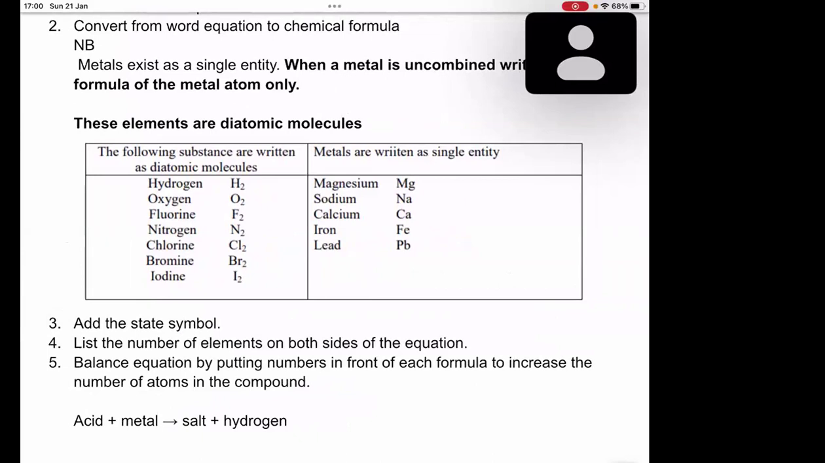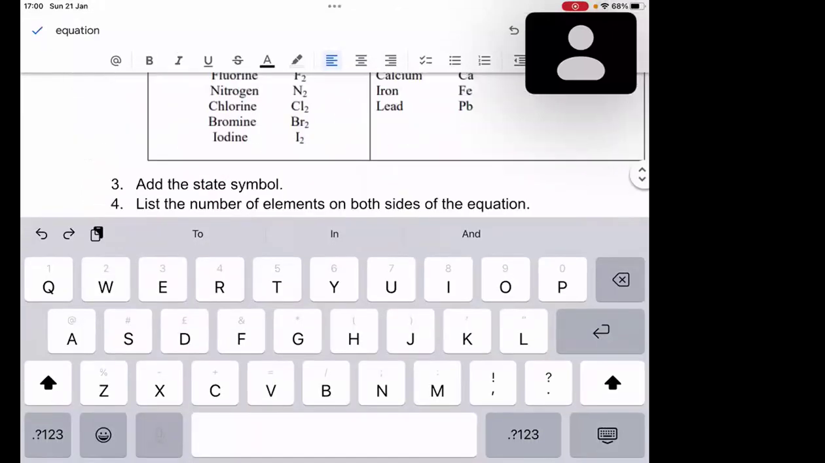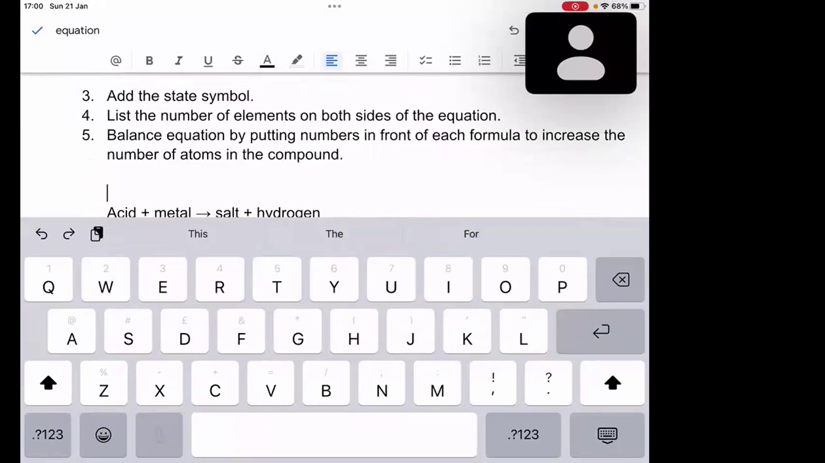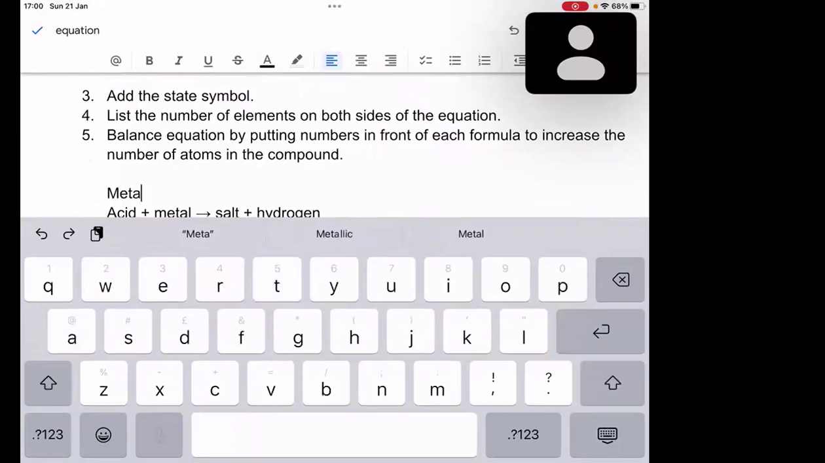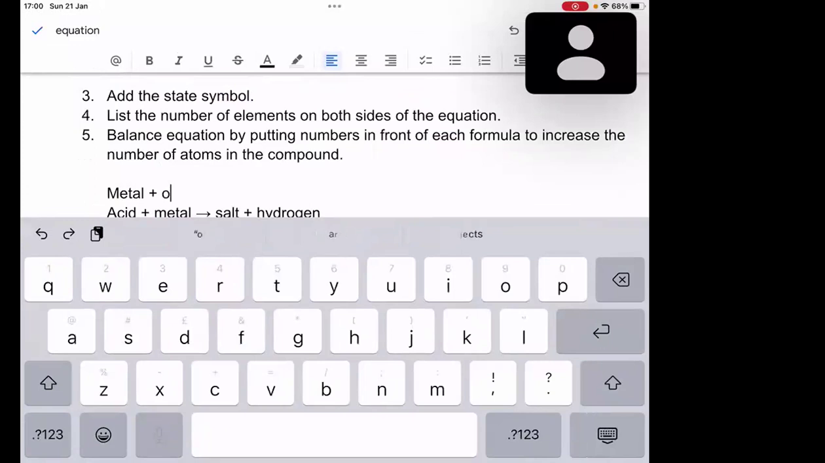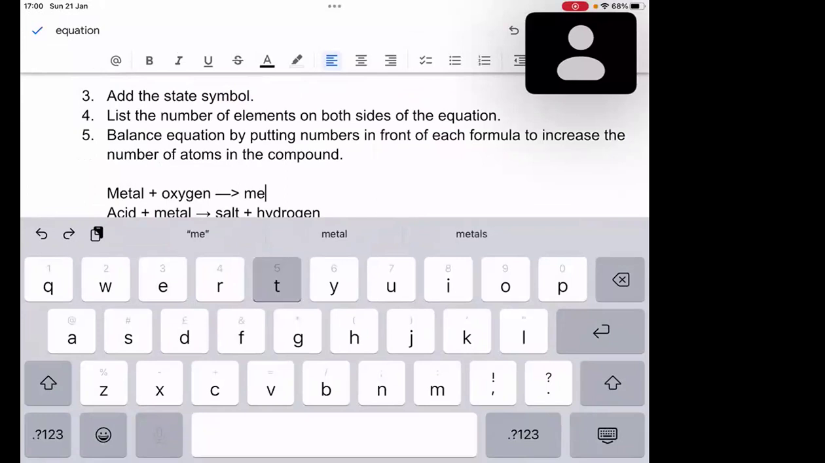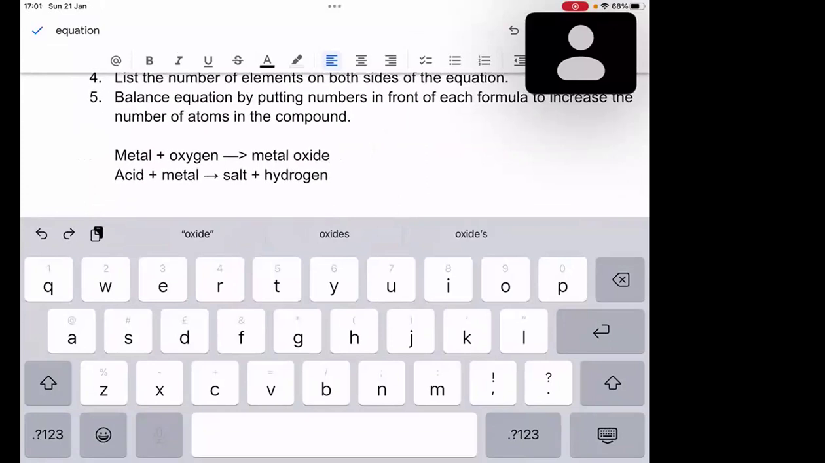So today we want to look at two types of equation. The first equation is what happens when metal combines with oxygen. So the first equation we're looking at is metal plus oxygen forms metal oxide. That's the first one we want to look at. So we're going to do that and then we come to the second one.